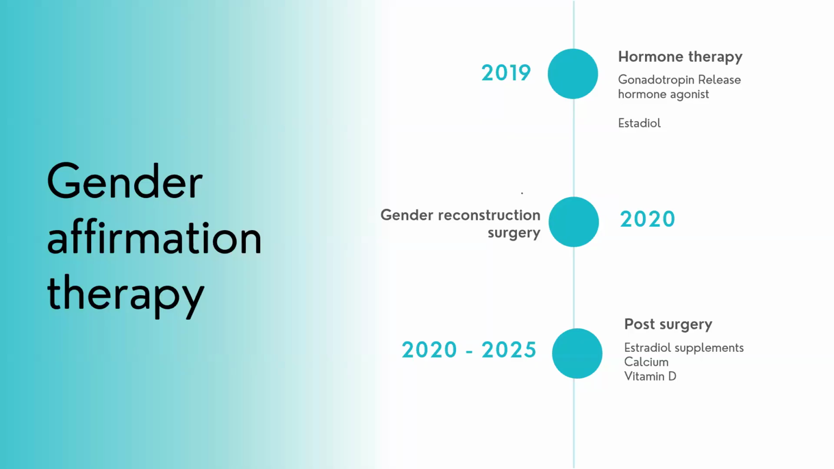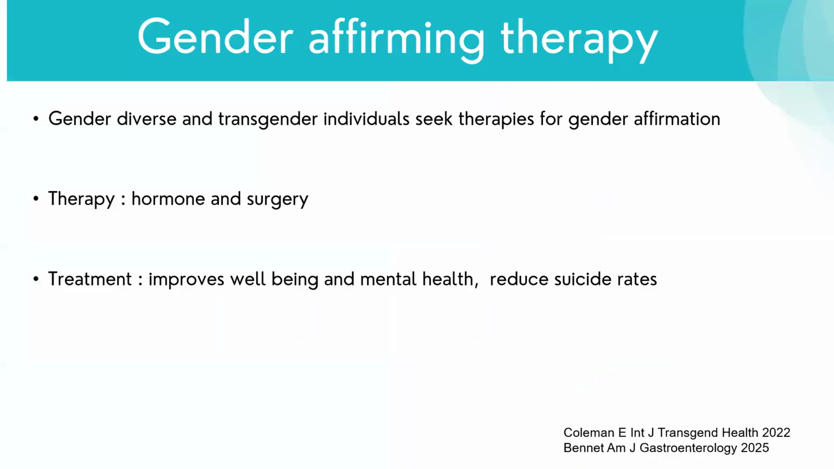So we'll have a look at gender affirmation therapy. There are two main forms of treatment: hormone therapy and surgical therapy, and patients can choose whichever way suits them. More and more people who are gender diverse, or people who are transgender, are seeking these therapies for gender affirmation. It's been shown that these treatments can actually improve mental health, reducing suicide rates, as well as improving general well-being.